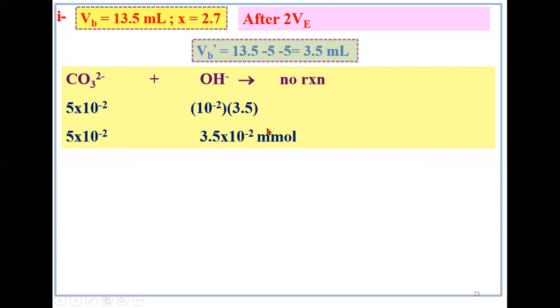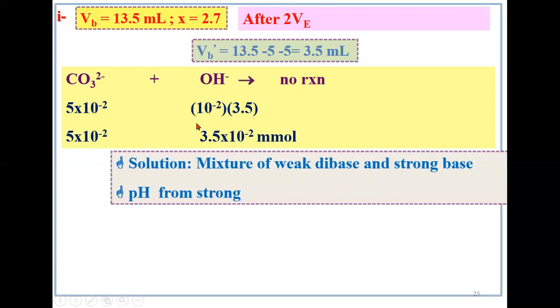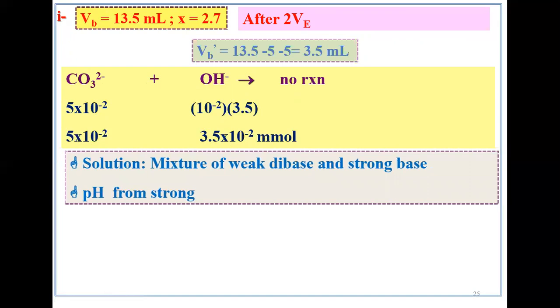There's no reaction here. I mean, it looks like there is, but there isn't. I'm just showing you that there is no reaction. This is a mixture of two bases, and irrespective of the fact that I have more, let's say, carbonate, it doesn't matter. You always decide on the pH from the stronger of the bases. Now, of course, mixtures of two weak bases is another story altogether, but this is a strong base with a weak base. The stronger base, irrespective of its concentration, will determine my pH value.